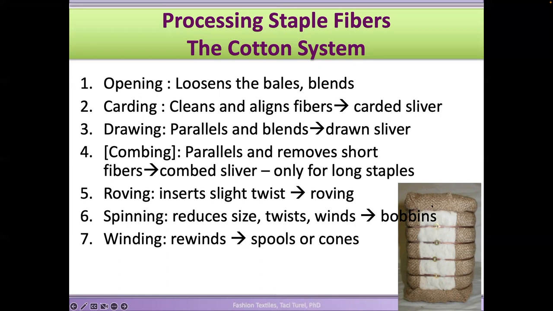So you don't use just one bale. You have multiple bales from a harvest. You just take a little bit of each bale and you open them up and you loosen them up. So this is called the opening process. And you have to open those because these are really compact when they're first harvested.